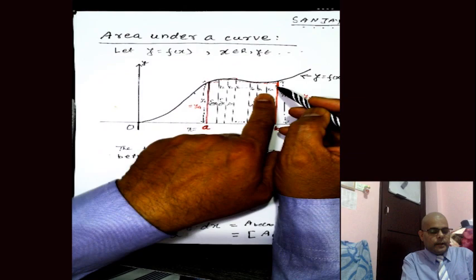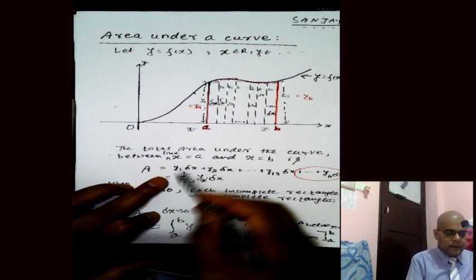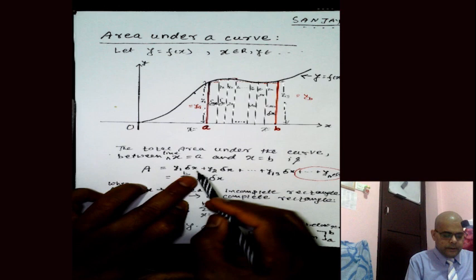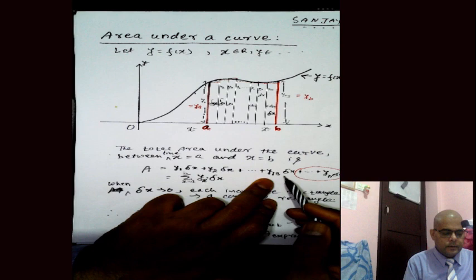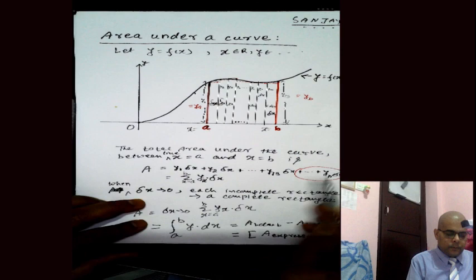So first of all, we say that the total area under the curve between the lines x equals a and x equals b is the sum of the areas of each rectangle: y1 dx plus y2 dx plus dot dot up to the 13th rectangle if you have drawn that many, then you write y13 dx. And in general, if you have drawn n rectangles, you can write yn dx. That is supposed to give the area of these total rectangles.